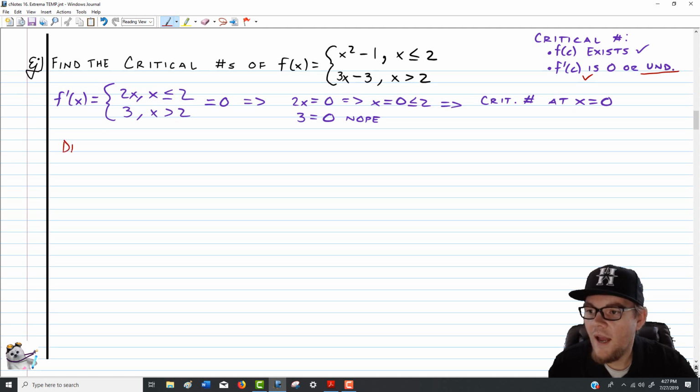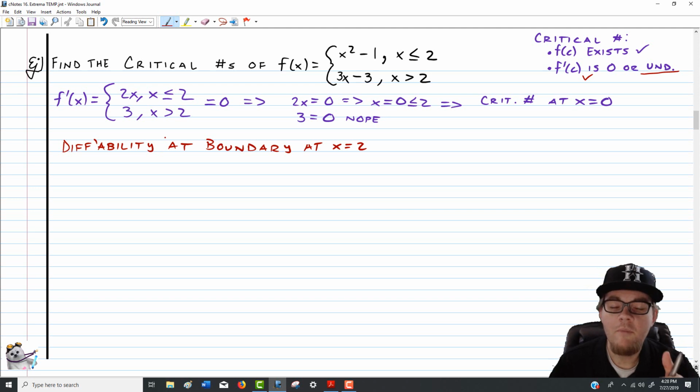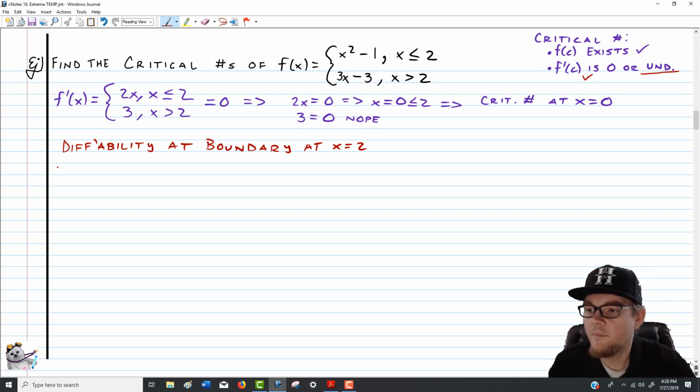So the other thing we're going to have to check in order to find a potential critical number is to check the differentiability at the boundary. And our boundary in this case happens to be x equals 2. So keep that in the back of your mind as you look here. So we want to check the boundary. In order for a function to be differentiable, it must have both the function continuous at that point and the derivative continuous at that point. So let's check both of those two things.